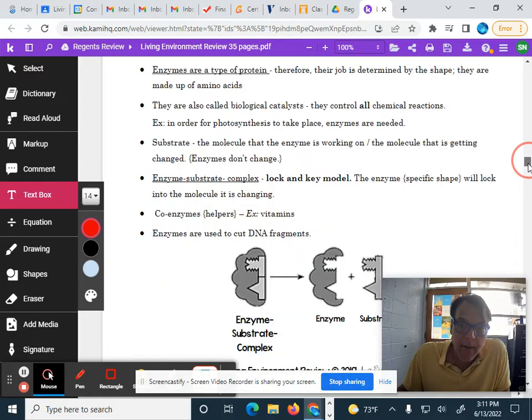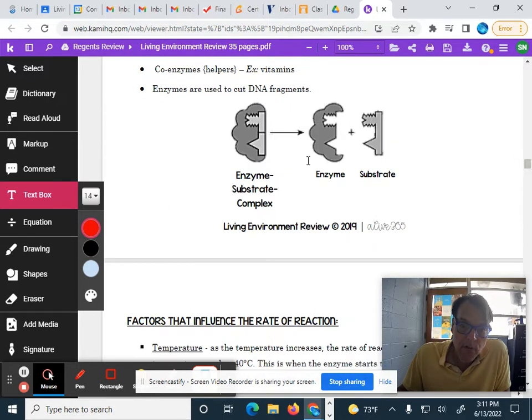Back to enzymes, they're catalysts. That means they control reactions. They speed up chemical reactions. In photosynthesis, enzymes are needed. In respiration, enzymes are needed. The substrate is the substance being acted on. And the enzyme substrate complex is that lock and key when the substrate binds with the enzyme. So you can see pictures here. You have to have the exact opposite shape, complementary.